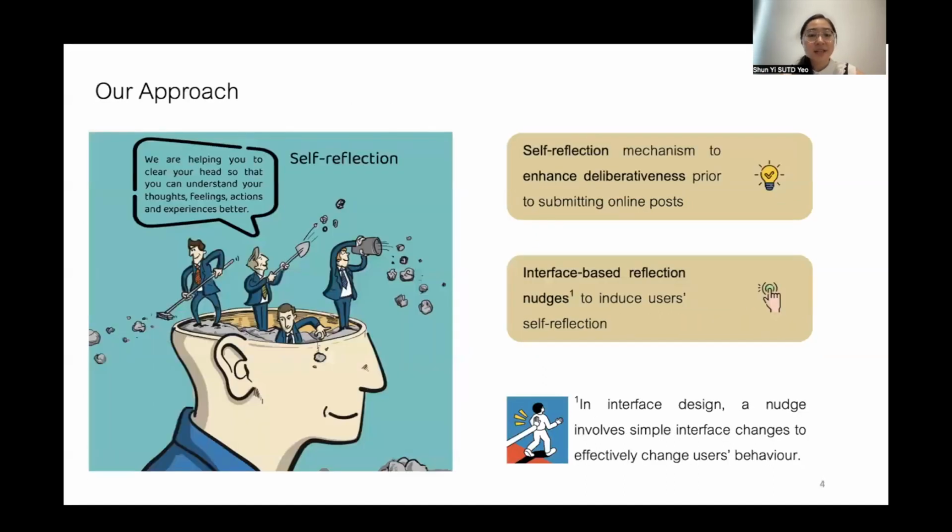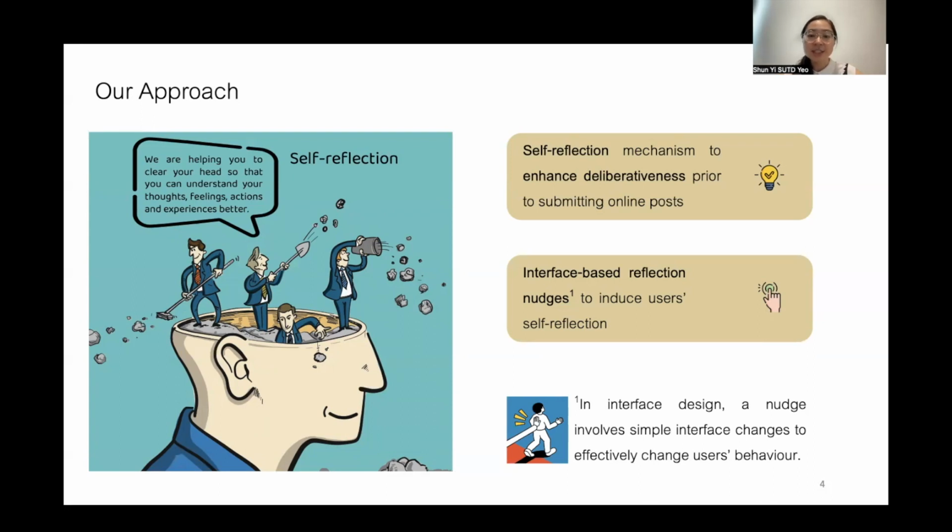So what if there is some form of mechanism to enhance deliberativeness? For example, making use of self-reflection, which is a process of examining one's own thoughts, feelings, and experiences. What if we make use of self-reflection mechanisms to enhance deliberativeness prior to submitting posts online? And we can implement self-reflection through interface-based reflection nudges to induce users' self-reflection.